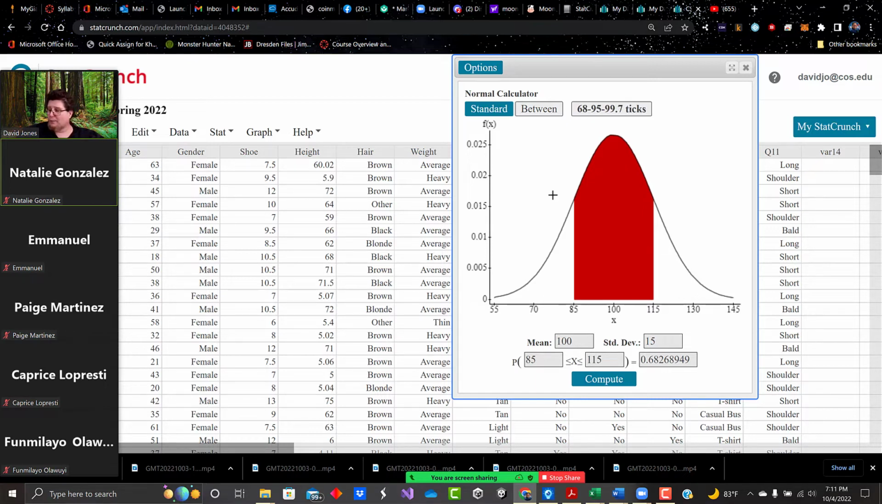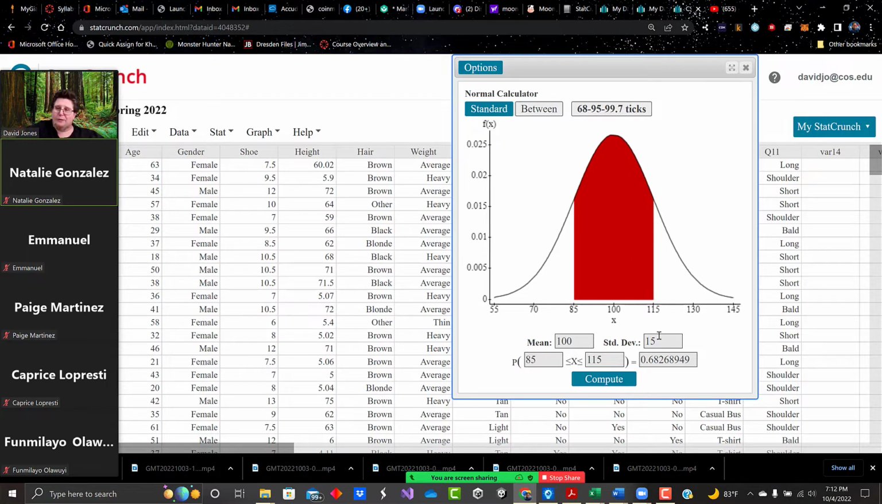So if you're working on a problem and they want you to do this empirical rule thing, and you don't want to take the time to add the standard deviation to the mean 3 times and then subtract it 3 times, you could come in here and put the mean and the standard deviation and click on this 68, 95, 99.7.